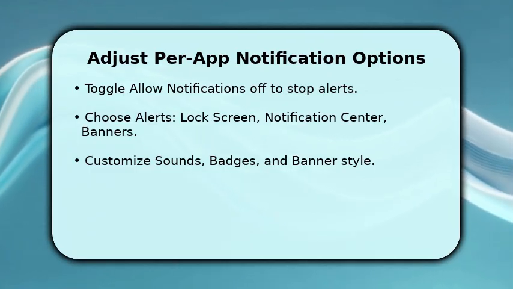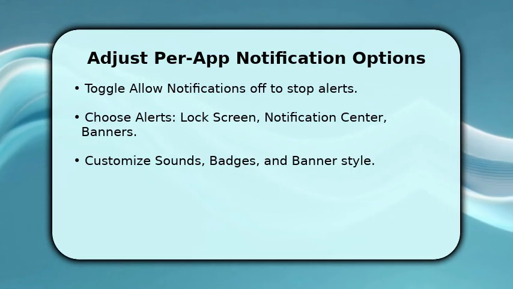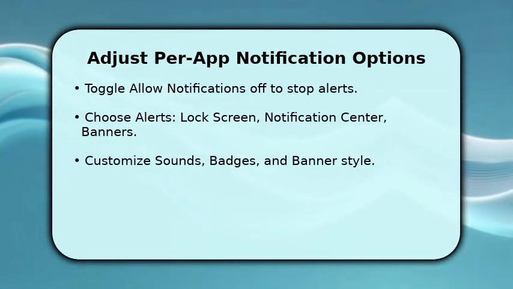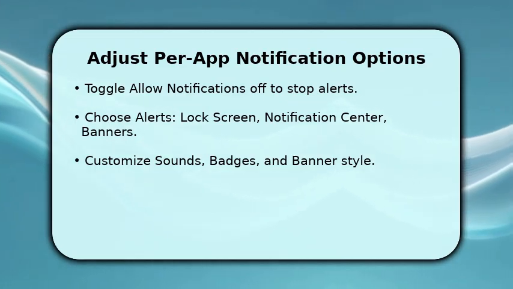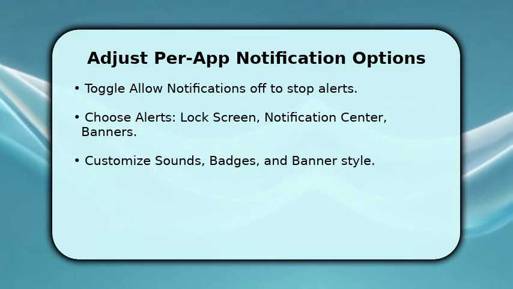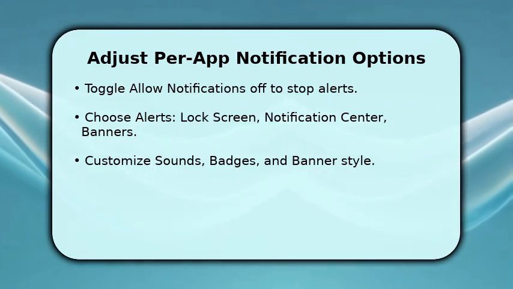If you prefer selective silence, leave Allow on and uncheck Lock Screen, Notification Center, or banners to limit where alerts appear. Make sure to toggle sounds and badges if you don't want noise or red dots. Once adjusted, press back to repeat for other apps.